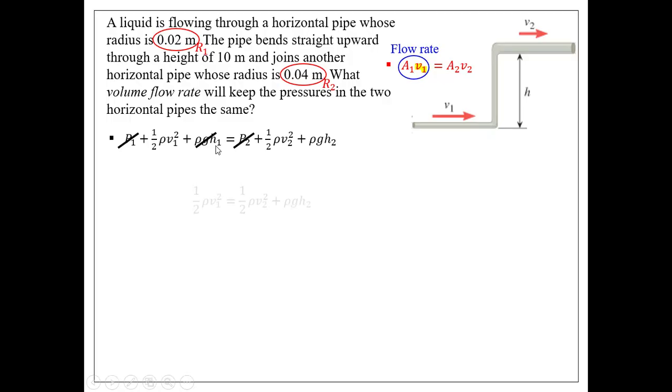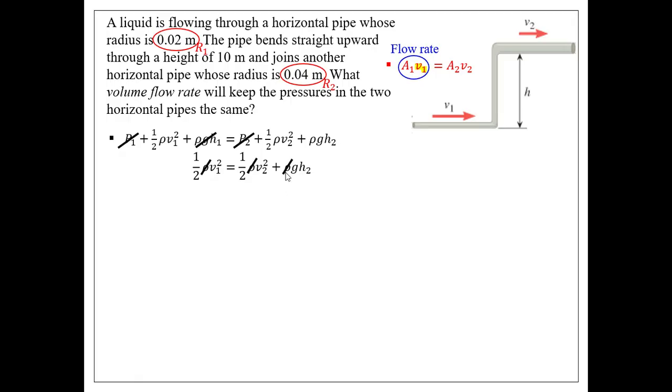Okay. So I'm just going to simplify that down to this statement here. 1/2 rho V1 squared equals 1/2 rho V2 squared plus rho g h2. But as you can see here, rho, the density of the water, whatever liquid this is, has to have the same density throughout the movement. So here's rho, here's rho, here's rho. Rho appears in every term. So I'm going to go ahead and cancel that out as well.